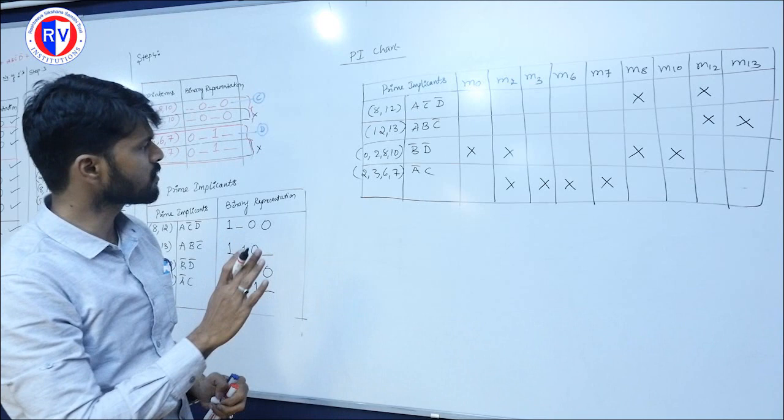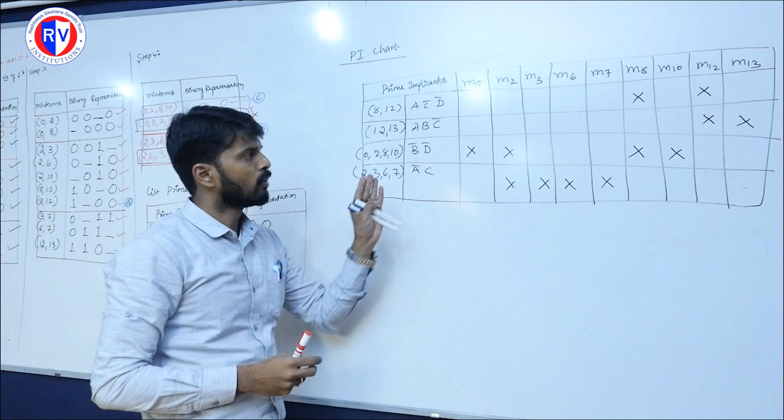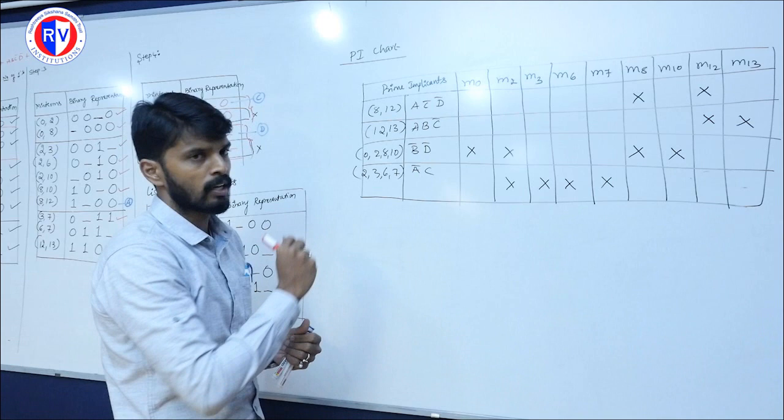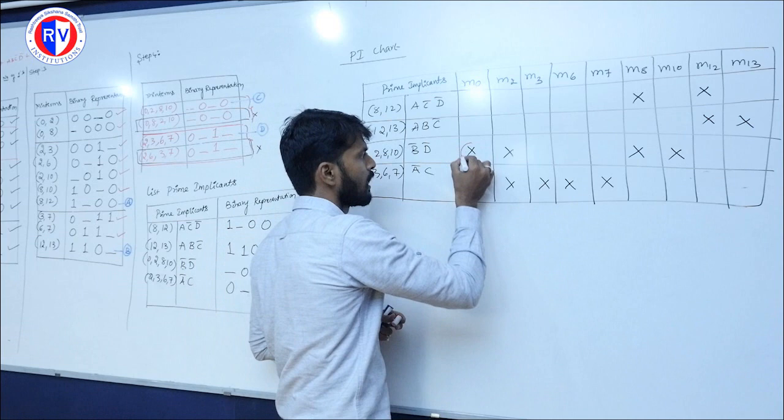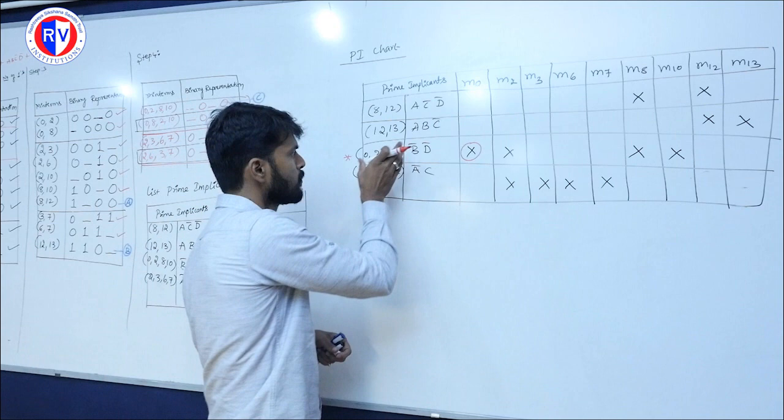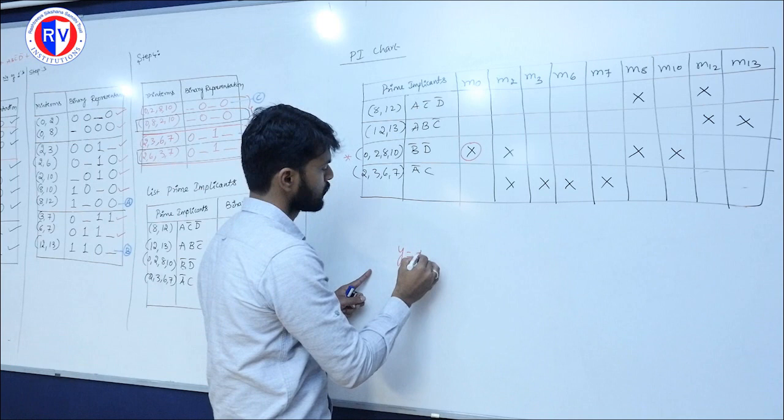Now, how to reduce the number of terms with the help of this chart? I will tell you that. First, we need to see the column. In this column, if there is only one cross mark, straight away we can circle that, and that term is straight away entered into the final equation. This term is essential for my final equation. Straight away I will take that into the final equation, that is B bar D bar.